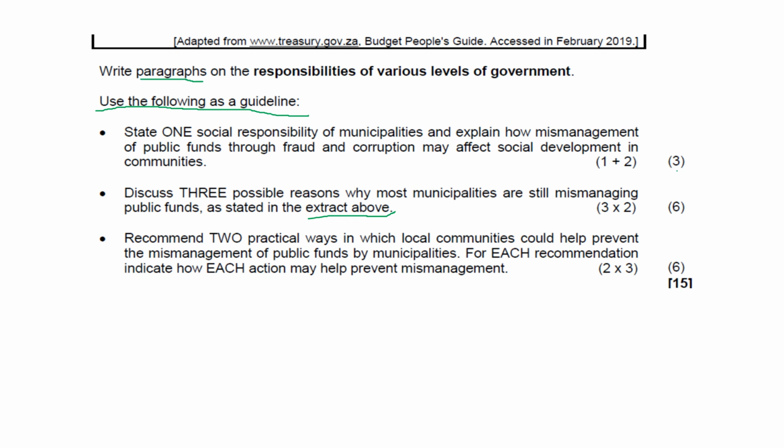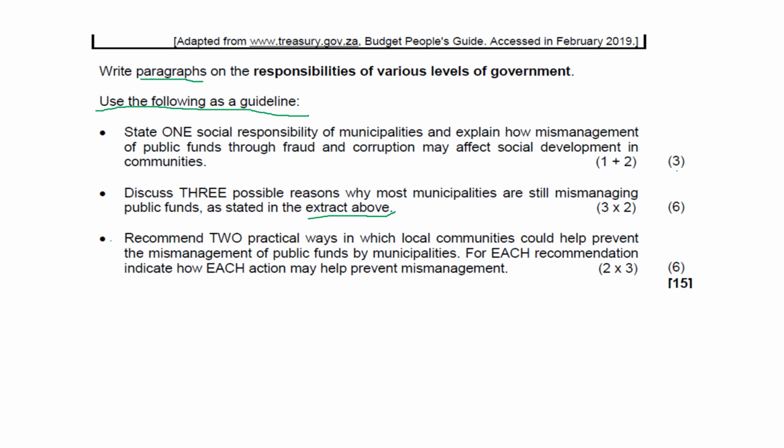Here, number 1, it says state one social responsibility of municipality and explain how mismanagement of public funds through fraud and corruption may affect the social development in community. Now here it's based on your knowledge, right? It's not based on the extract. Like I said before, sometimes a question can be based on an extract, sometimes on your own knowledge or experiences of life, right? Let's move to the next slide.